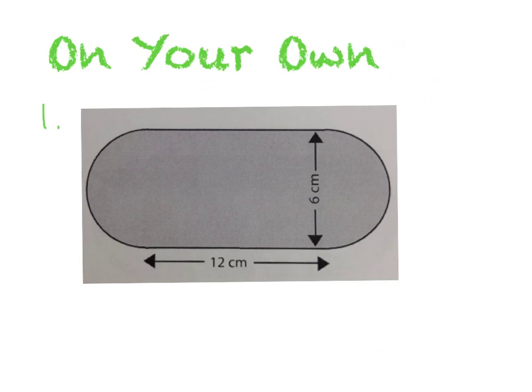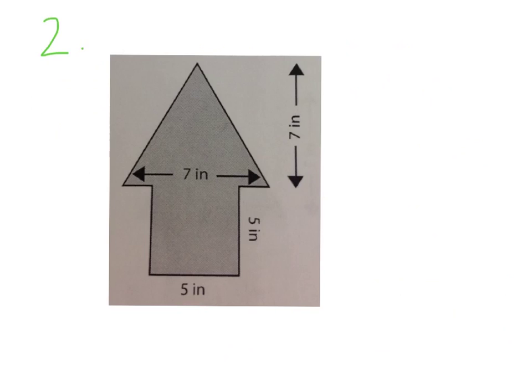You have 3 on your own problems today. So this first problem involves you finding the area of a circle and a rectangle. You can redraw the figure on your paper and show the shapes that you've divided it into. This one is an arrow, so you're going to have 2 shapes that you divide it into.